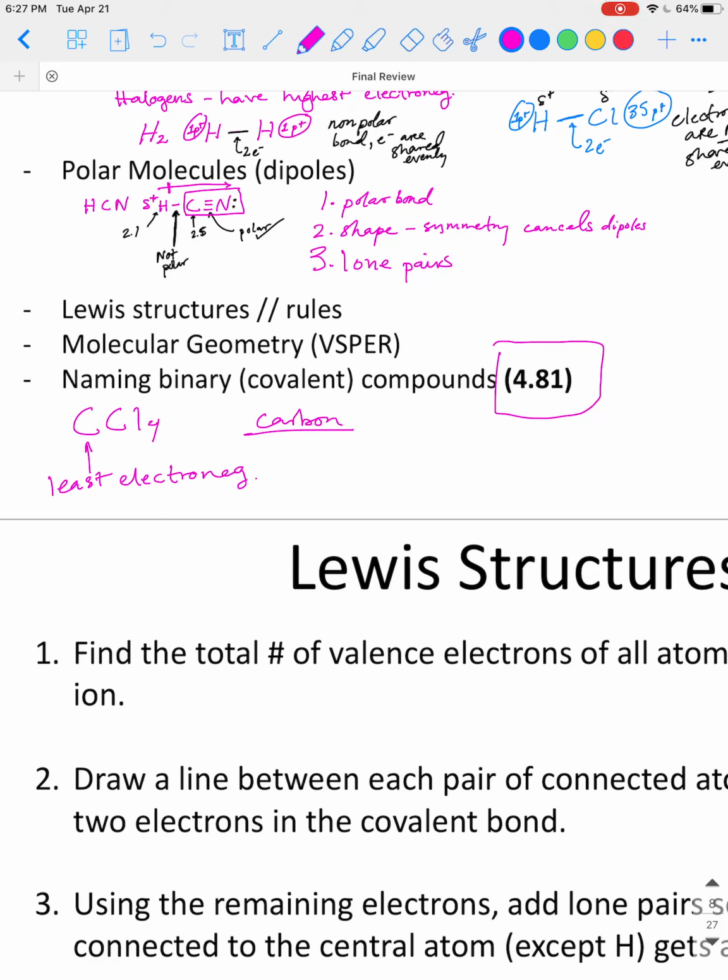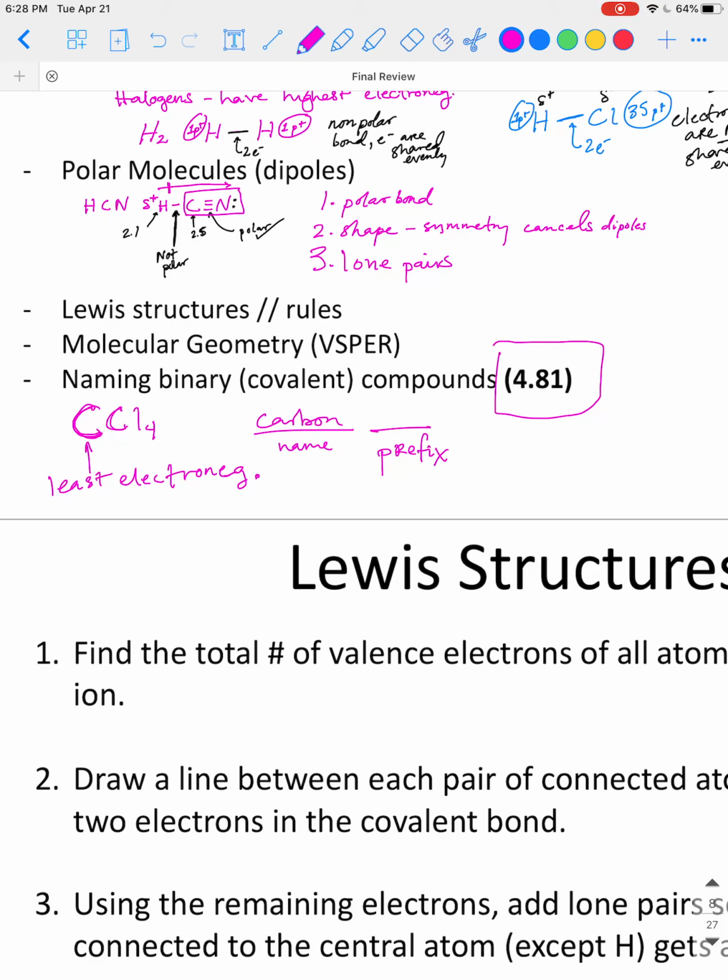Here's the formula. And there's prefixes for these. So depending on how many carbons we had, here we just had one, so we actually don't have a prefix, okay? So it's just carbon. Then, I think I forgot a number there. It should be CCl4. All right, CCl4. Then you're going to name the prefix and the element name for the first element. Here, we don't have more than one carbon, so there's no prefix.